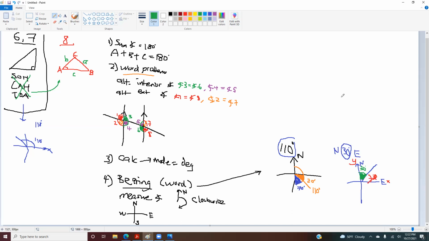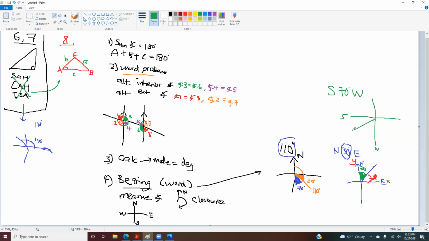I can give you another example. What is south 70 degrees west? Which quadrant does south 70 degrees west belong to? Quadrant 3. Quadrant 3, okay, because this is southwest.